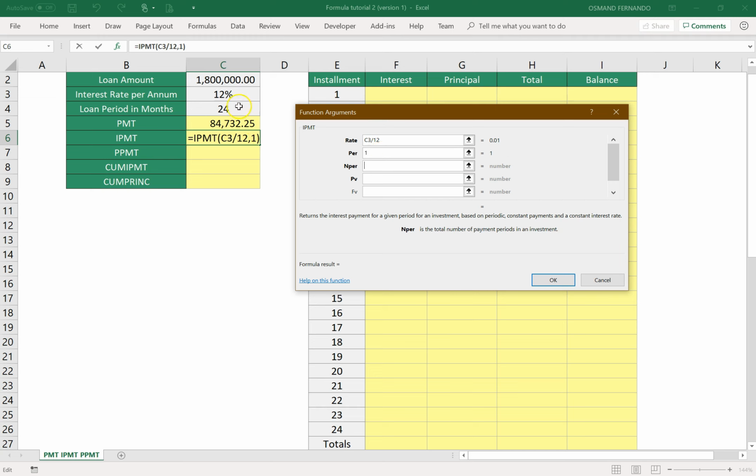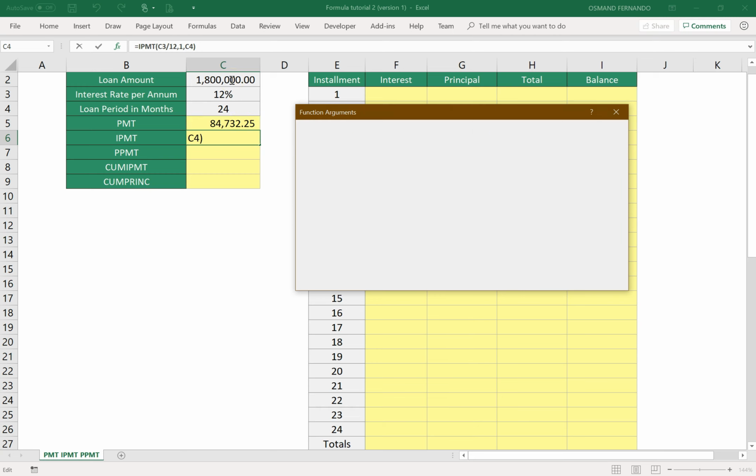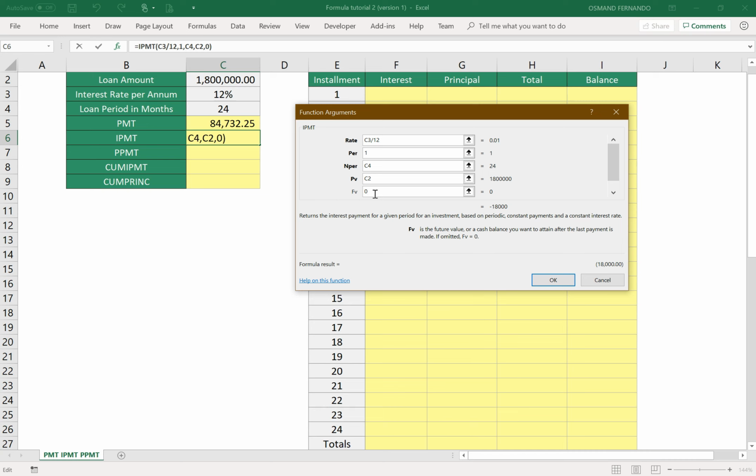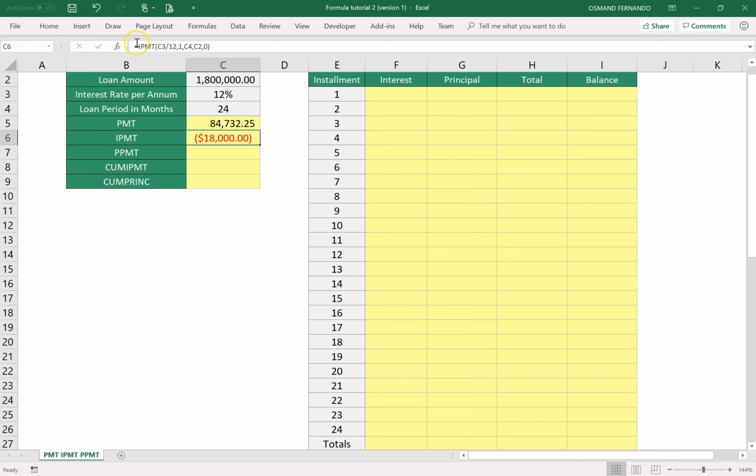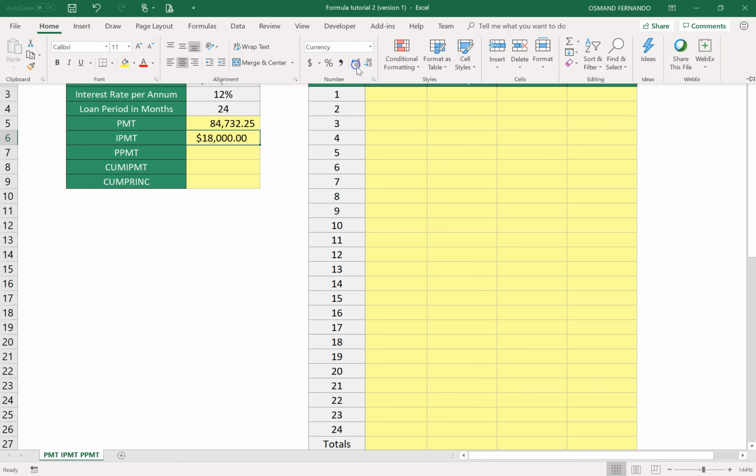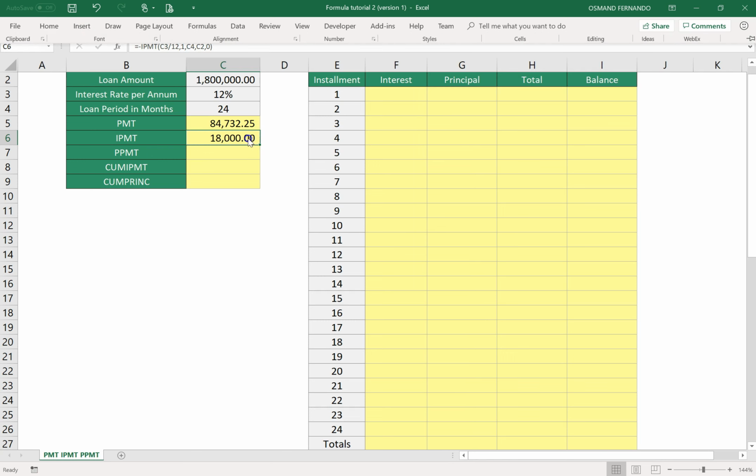The number of periods is 24. Present value is this one, 1.8 million. Future value, put 0. Click OK. Again do the same: put the minus in front of IPMT after the equal sign and hit enter. 18,000, and change the style to comma style. So you have the interest portion included in this payment amount.